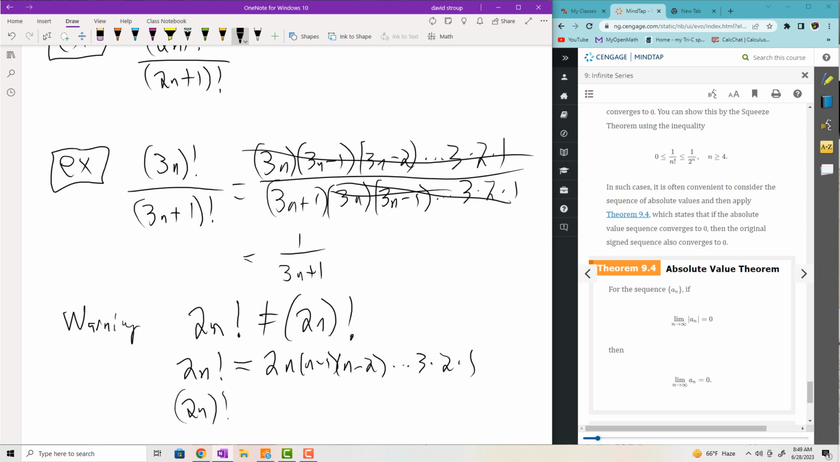Whereas (2n)! is equal to 2n times 2n minus 1 times 2n minus 2, dot, dot, dot, all the way to 3 times 2 times 1. Okay, great. So hopefully that's clear.